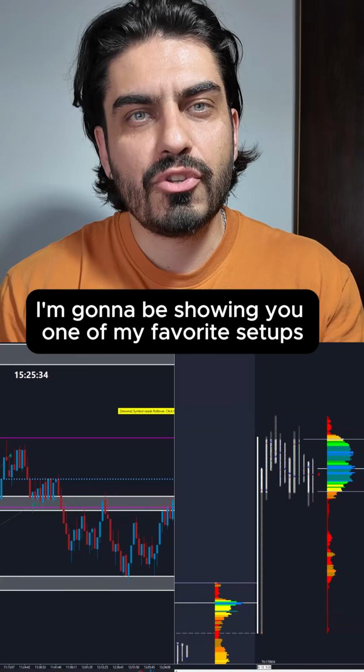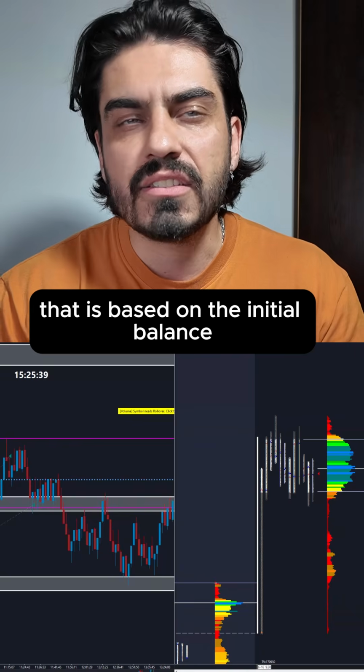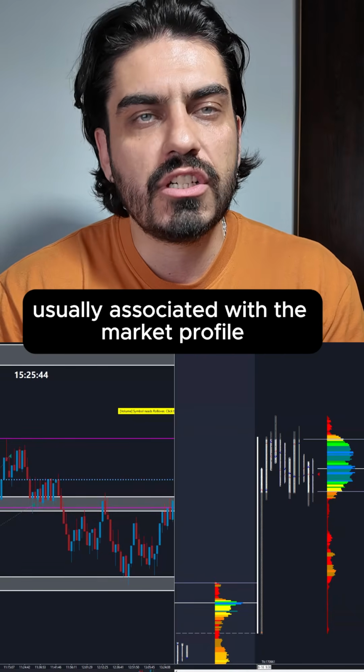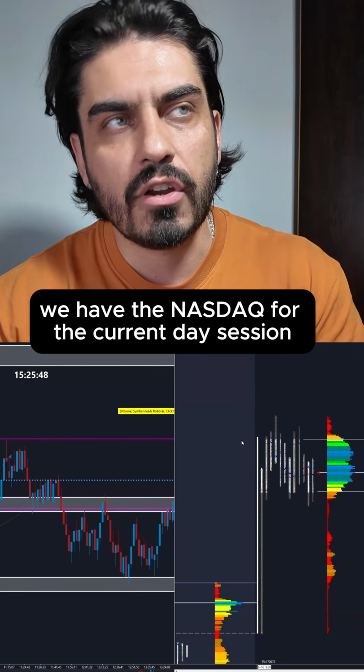What is up, traders? I'm going to be showing you one of my favorite setups in the futures market that is based on the initial balance. The initial balance is the first hour of the trading session, usually associated with the market profile. So on the screen here, we have the NASDAQ for the current day session.